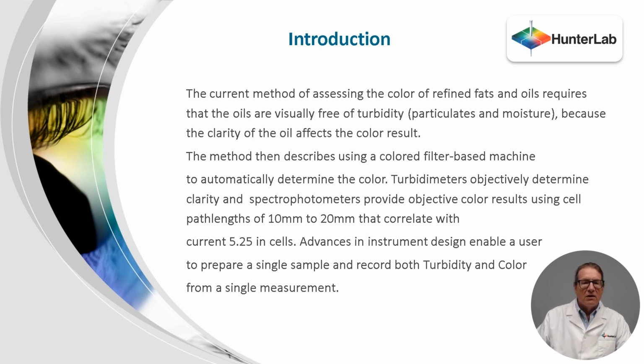Turbidimeters are instruments that can objectively determine clarity of oils, and spectrophotometers can provide objective results using cell path lengths of 10 to 20 millimeters that correlate with current 5¼ inch cells.